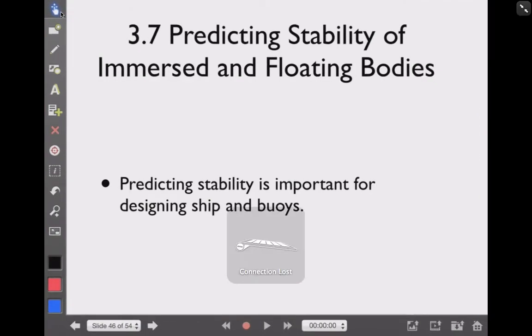Okay, hi everyone. We're back to finish chapter 3. The final thing that we need to do is an example problem from the book related to section 3.7 on predicting stability of immersed and floating bodies. Now remember, this is important for determining the stability of ships and buoys and other floating objects.